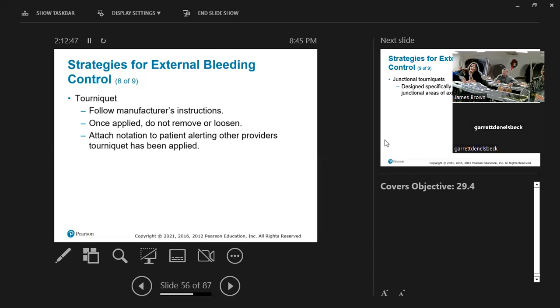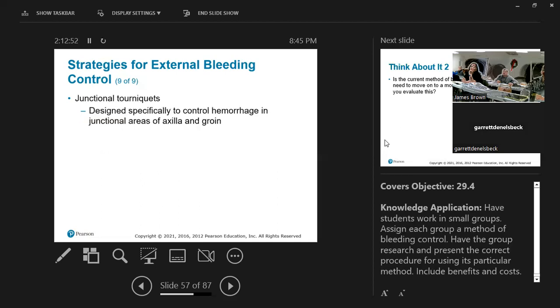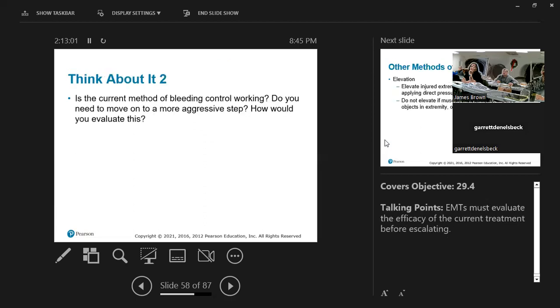Yep. All right. We're going to try and press on because I want you guys out of here by 9:30. So junctional tourniquets are designed to control junctional bleeds at the axilla and groin. We've hammered that pretty well at this point. All right, so is the current method of bleeding working? Take, for example, our previous incident, okay? Male subject, one patient involved in a traffic crash with intrusion, bleeding from the leg, and you notice that he's bleeding from the leg, okay? So what are you guys going to do?